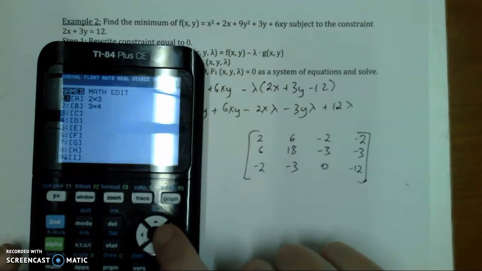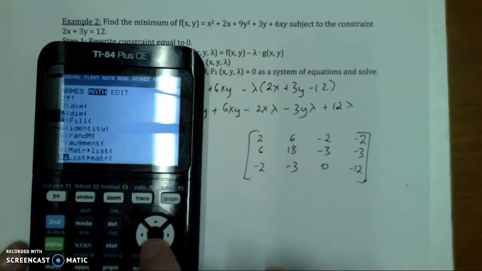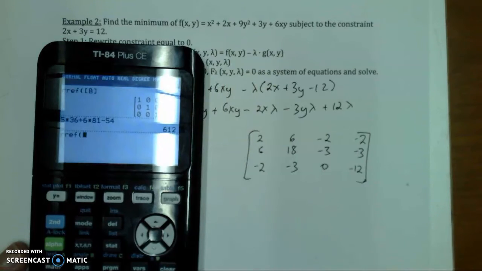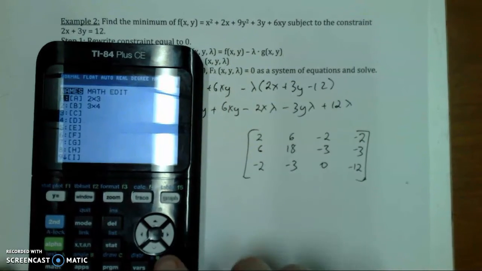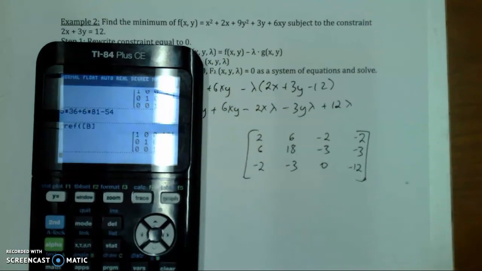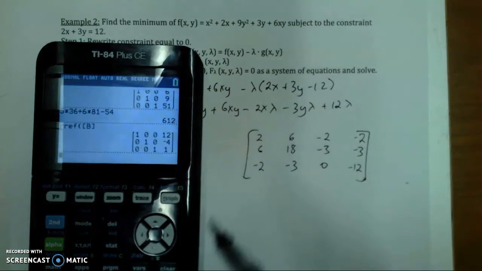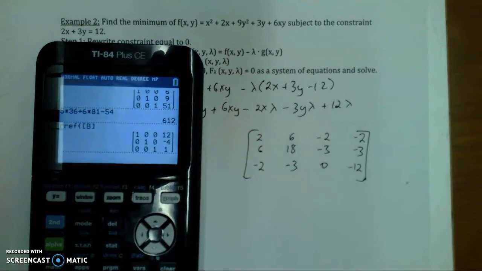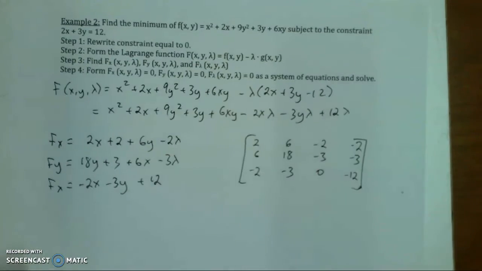So then let's go to our matrix menu, go to Math, and again it's RREF that I'm looking for, and then let's select matrix B. So it's that rightmost column, but only the first two values I care about. So here I got 12 and -4.